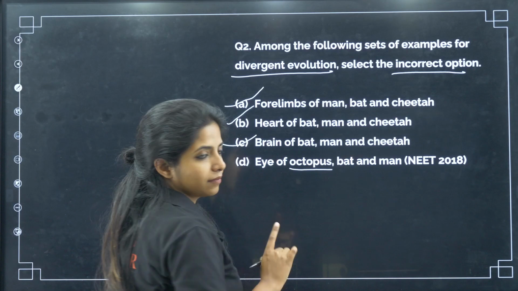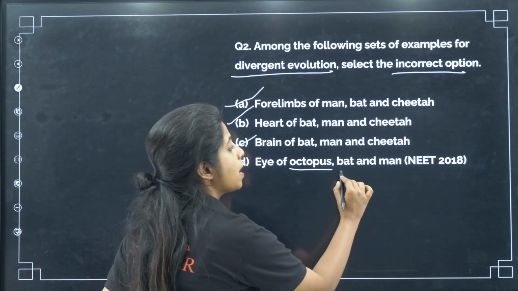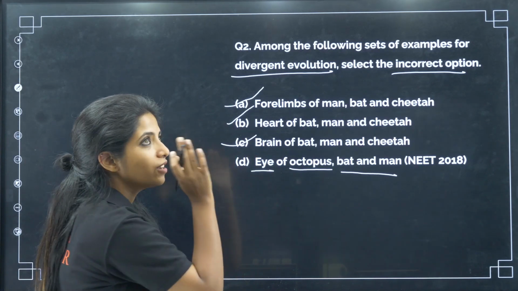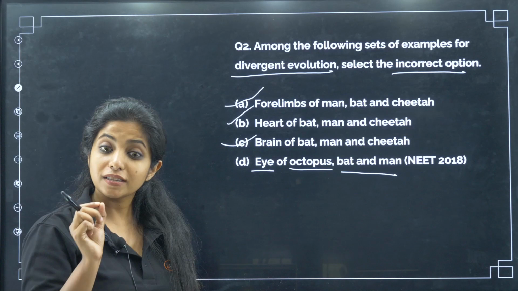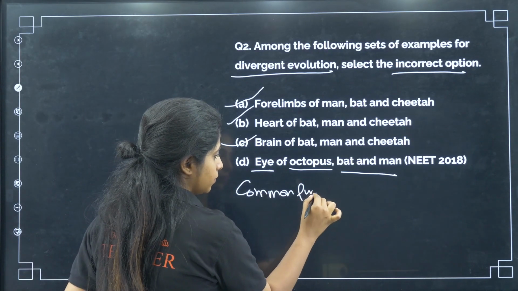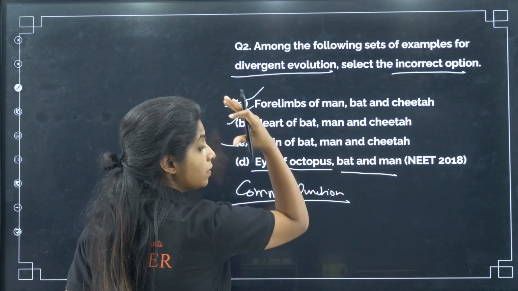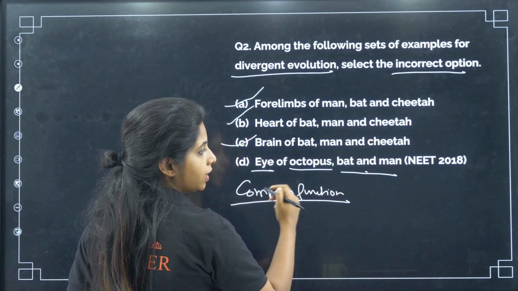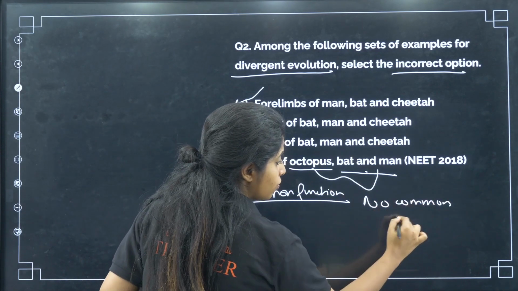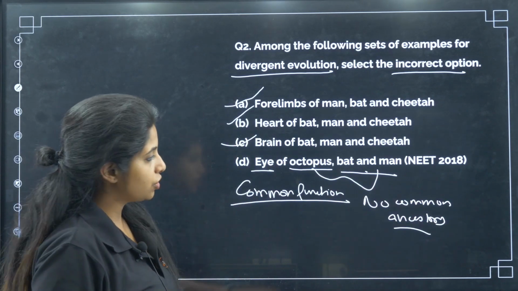Agreed? Okay. Now, octopus being an invertebrate and bat and man being mammals, they have eyes. In all these organisms, the eye is for seeing things. The eye is not for anything else. So you see, a common function is there. And do they share common ancestry? No, this is mammals, this is invertebrates, this is chordata, this is non-chordata, right? So can I say no common ancestry? No common ancestry. And for divergent evolution, you need to have what? Common ancestry. So this itself is wrong.